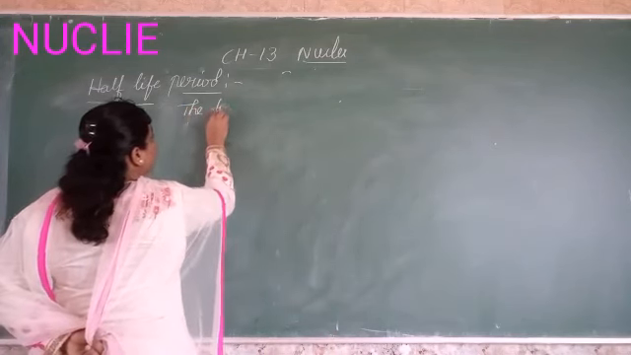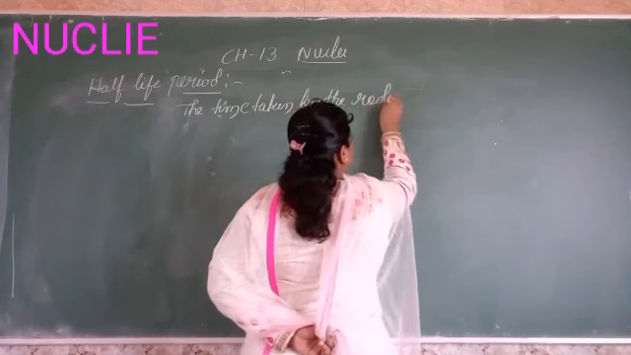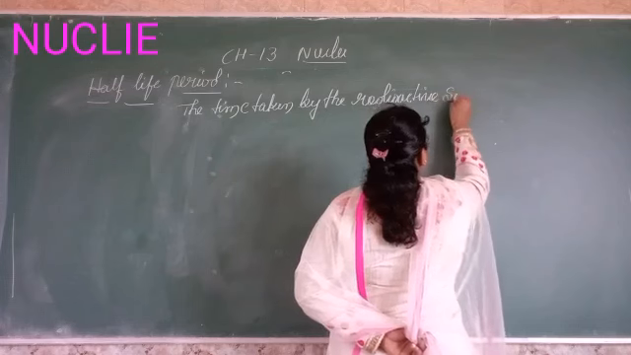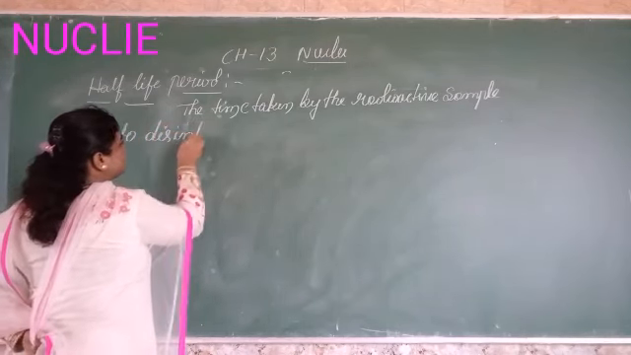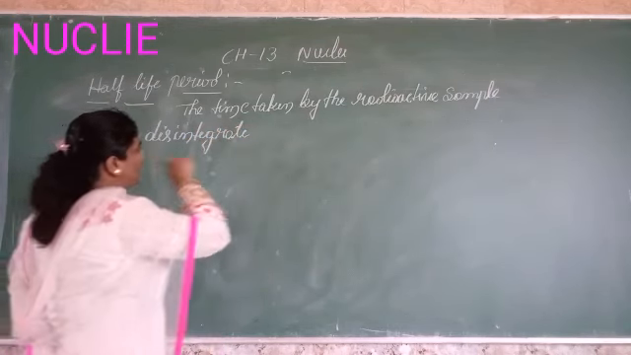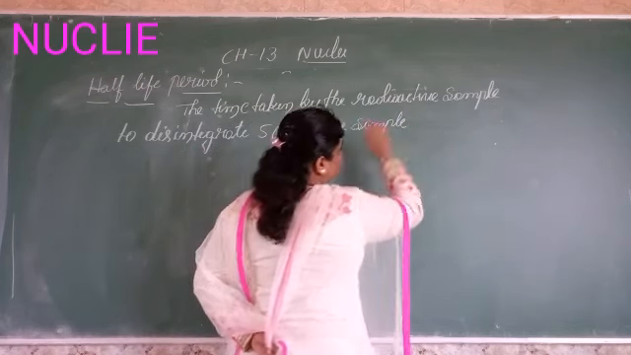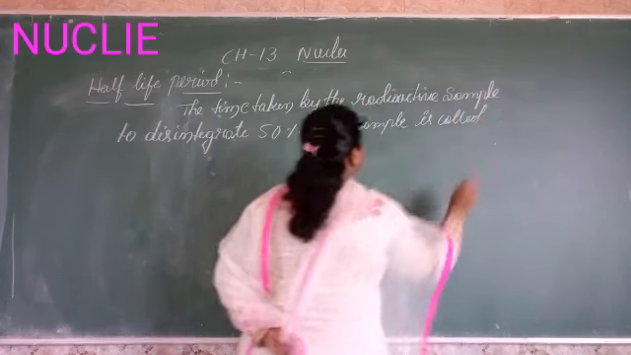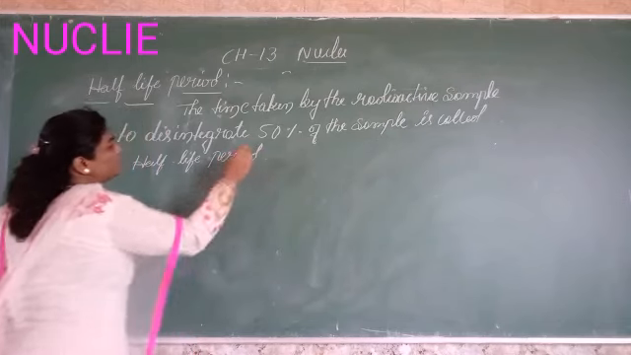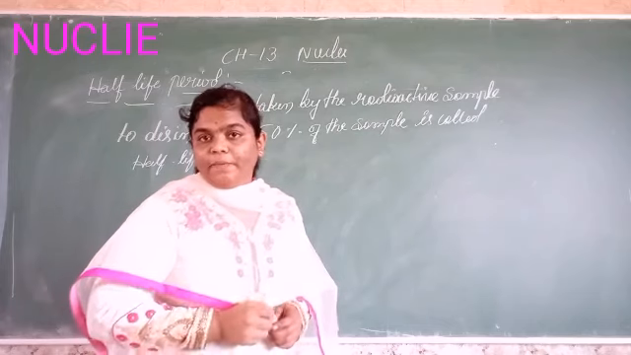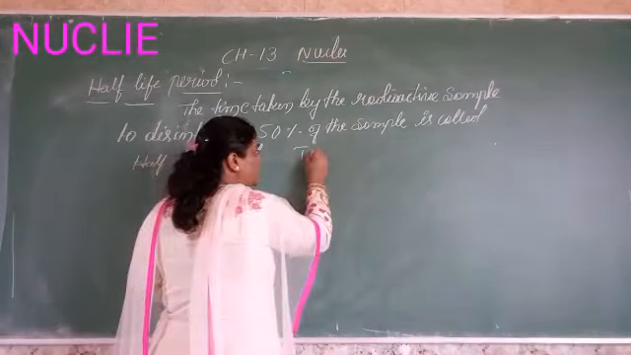That is, the time taken by the radioactive sample to disintegrate 50% of the sample is called half-life period. So the time taken for a radioactive sample to disintegrate to half is what we call the half-life period. That is represented by T half.